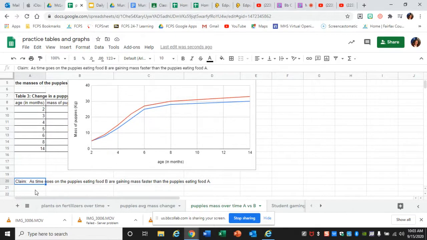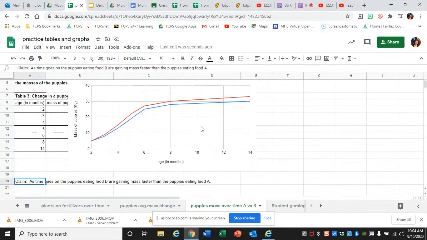reasoning. So I've already written a claim here. I'm just going to let you see it. For this particular study, if I'm looking at this graph, the claim is a single sentence that says what the IV is doing to the DV according to your data. So as time goes on, the puppies eating food B are gaining mass faster than the puppies eating food A. Is a perfectly good claim that goes with this data. Yes? A conclusion. Yes, Luke, like a conclusion.